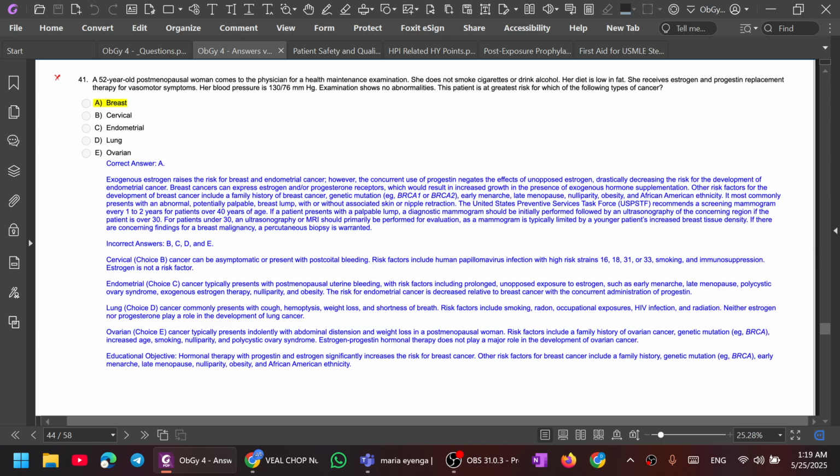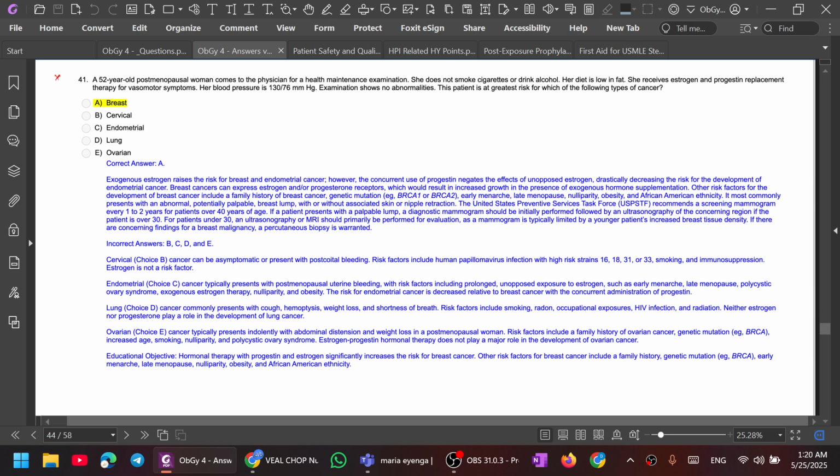If a patient presents with a palpable lump, a diagnostic mammogram should be initially performed, followed by ultrasound of the concerning region if the patient is over 30. For patients under 30, ultrasound should primarily be performed for evaluation, as the mammogram is limited because of the dense breast tissue.